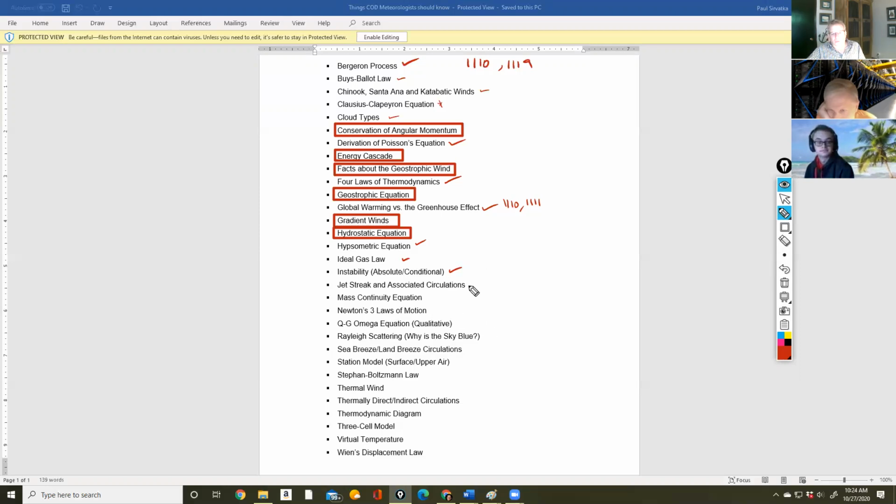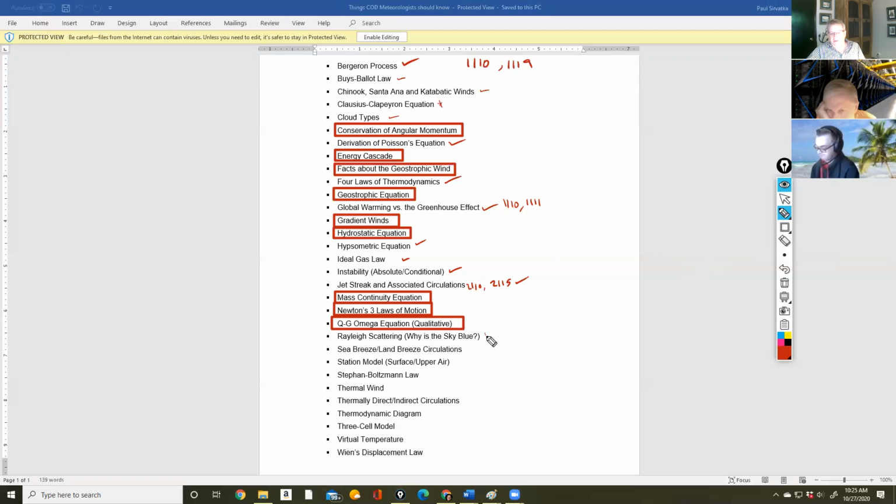Jet streak, we talk about it. We talked a little bit already in this class, and we talk about it in 2115. This is just something you have to figure out on your own then. But we've talked about this many times. Mass continuity, this is stuff we are doing. Newton's 3 laws we talk about, but we're going to go into more detail. This one, the QG omega equation, I am only looking for qualitative. We will do that in this unit.